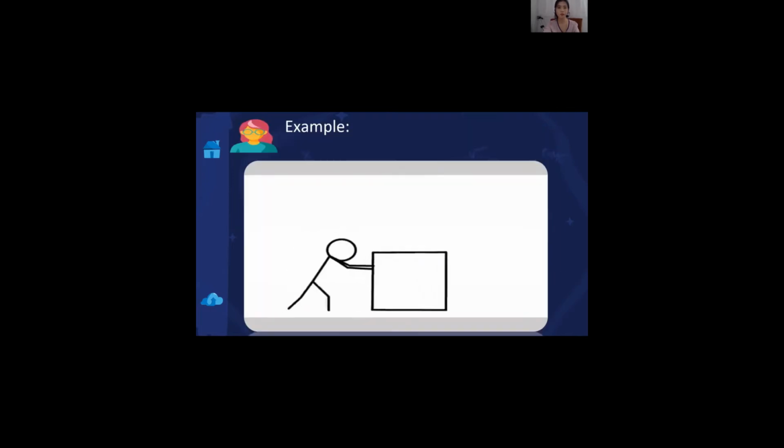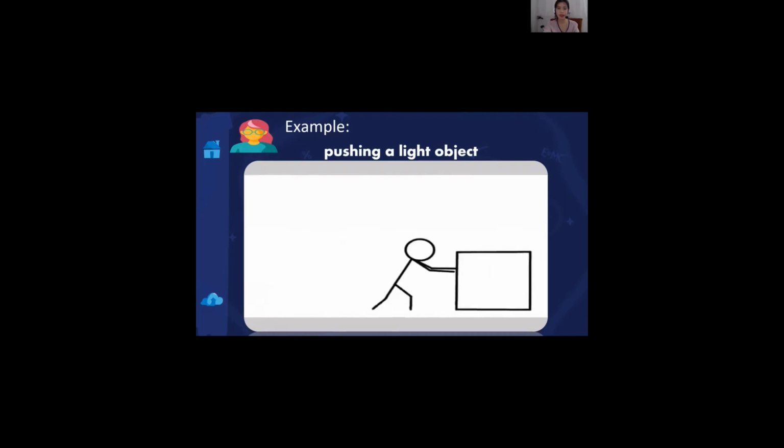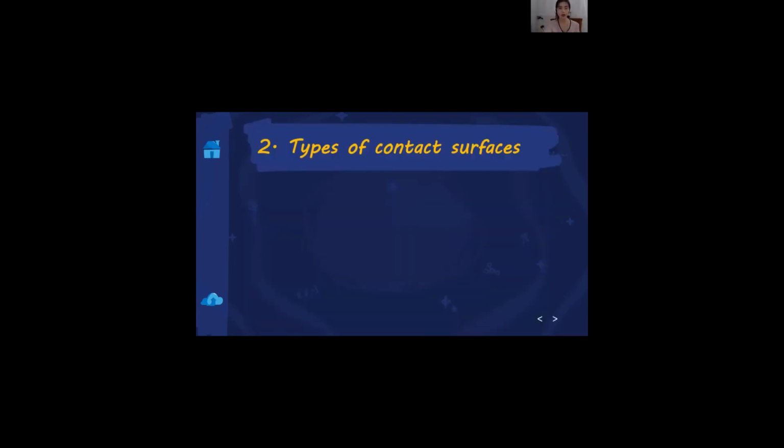Okay. For example, pushing a light object. What is light object, class, in Thai? Light in Thai is? Yes. Okay. Thank you. Now, as you can see here from this example, the man can easily push the box because it is light. That is why the friction is low. Since the box is light, the friction between the box and the floor is low.